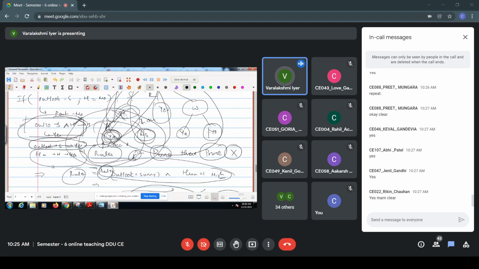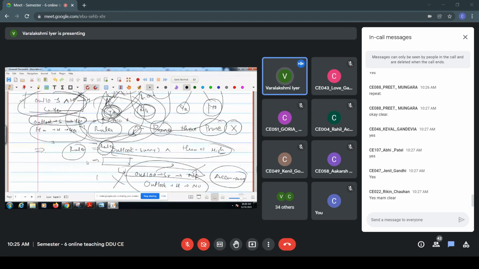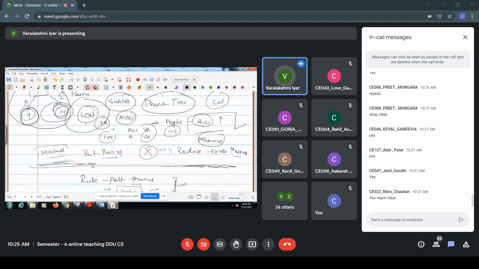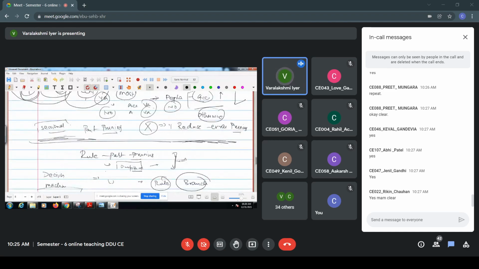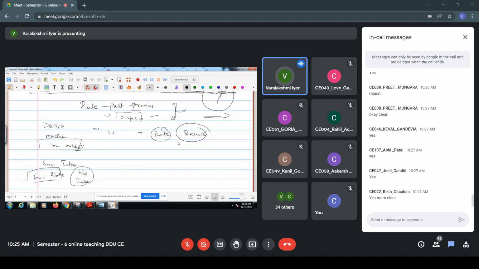Okay. So even if this is not clear, this particular part I may not ask in the exam. So we'll keep up to reduced error pruning in your mid semester exam. Up to that I suppose everyone is clear.